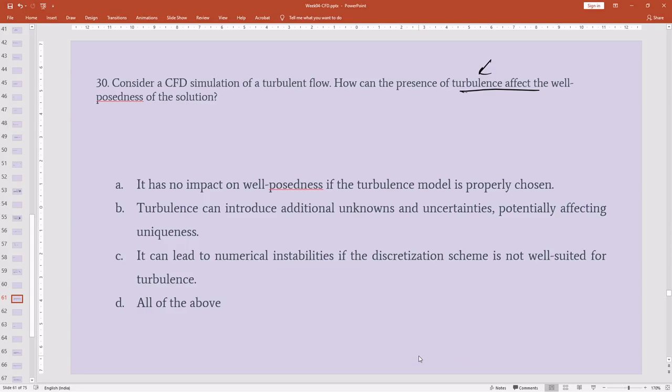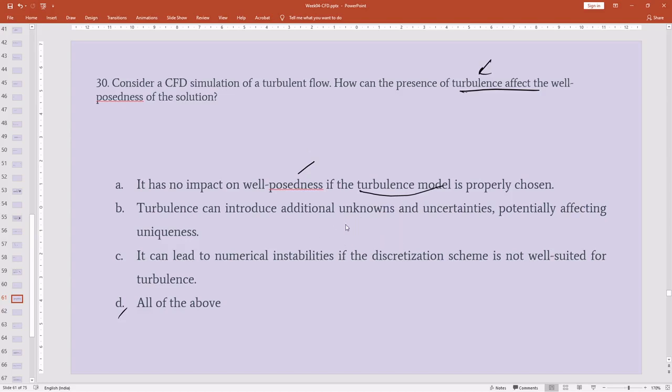The answer is D, all of the above. Option A says it has no impact on well posedness if the turbulence model is properly chosen. We have discussed before that turbulence has to be modeled properly. There is LES, there is RANS, all such turbulence modeling schemes. If we choose the proper turbulence model, then the system will be solvable and we will get a unique solution.